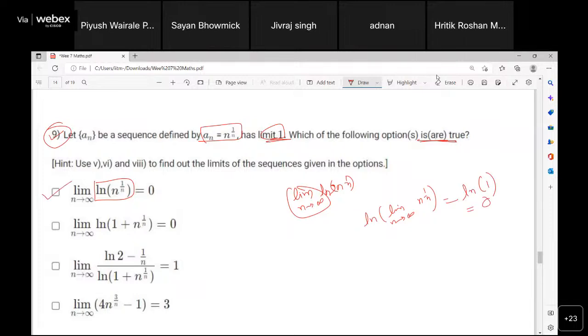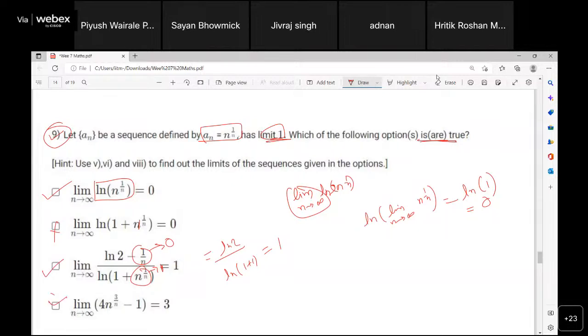This one is correct. Now if I just transfer this, what will I get? 1 plus 1, 2, right? So this is not correct. Now as n tends to infinity, this will become 0, and it will tend to 1, because that particular limit is 1. So ln of 2 upon ln of 1 plus 1, that is 1, right? This is also correct.